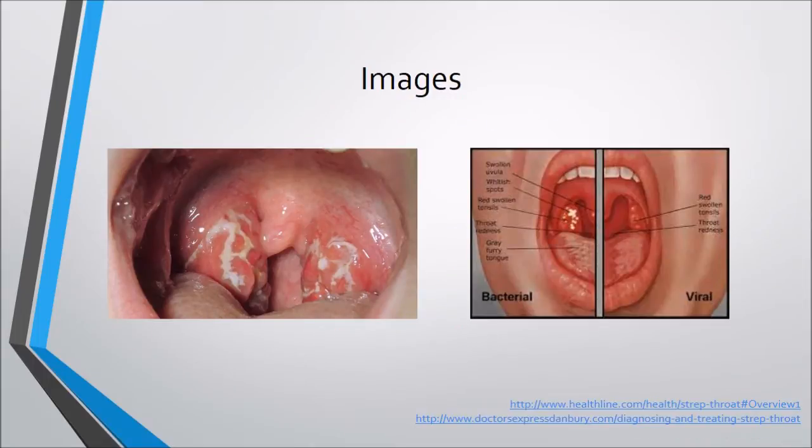This picture on the left of the screen gives a real good depiction of an individual who's got strep throat. If you notice, they've got the swollen tonsils, they're red, they have those white patches that I mentioned before, and you can also see those red spots in the back of their throat.